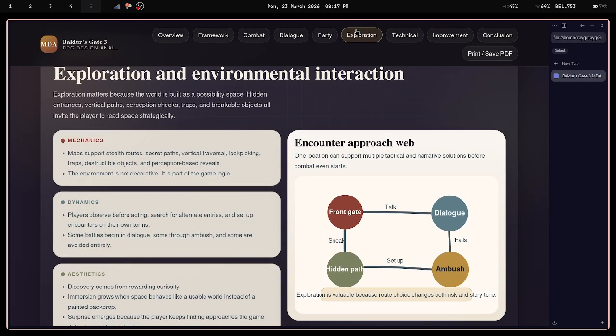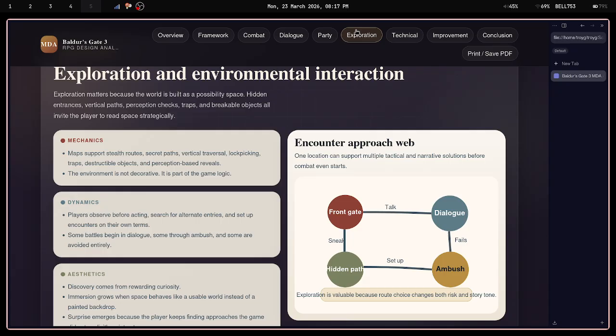The fourth major system is exploration. The mechanics here include stealth routes, vertical traversal, hidden areas, traps, perception checks, lockpicking, destructible objects, and alternate entrances. Many maps are designed with multiple possible approaches.